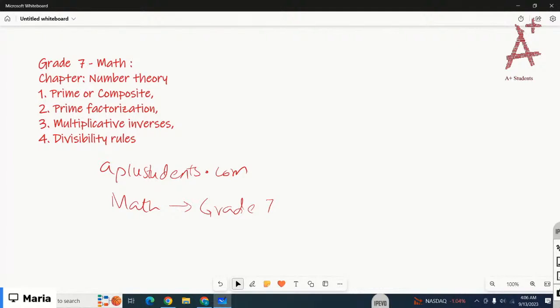We're going to start with chapter number 30. Lessons we're going to cover today are prime and composite, prime factorization, multiplicative inverse, and divisibility rules. So let's just start with the first lesson, that is prime and composite. What do you know about the prime numbers?